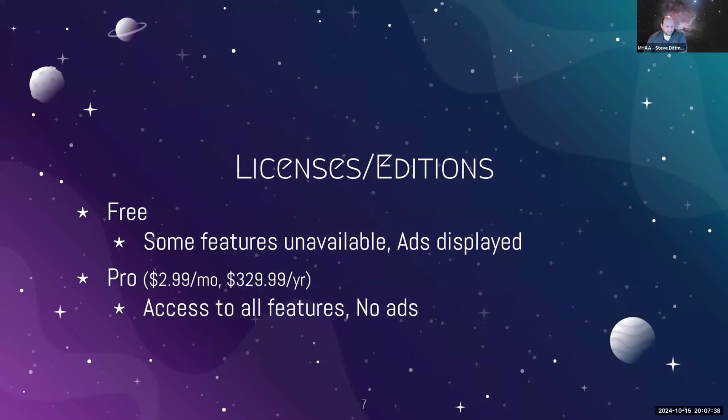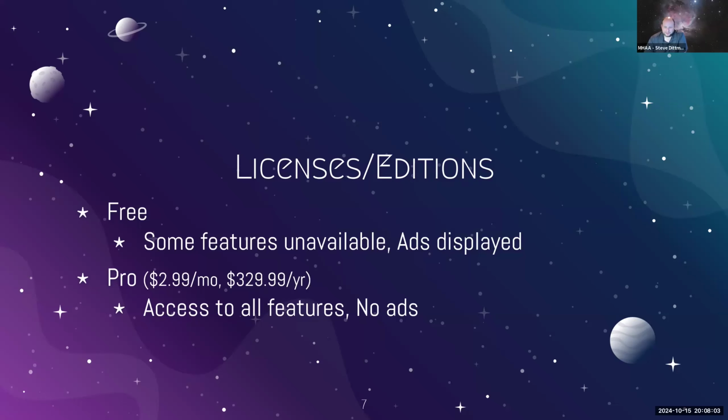So there are 3 different versions, different editions, as they call them. The free edition covers the good majority of the features, but it does display ads. So you don't have to pay for anything if you don't want to. Oops, $330 a year is the wrong number for Pro. It should be $29.99 a year, I believe. I think it's $30 a year. So ignore that little snafu on the slide there.